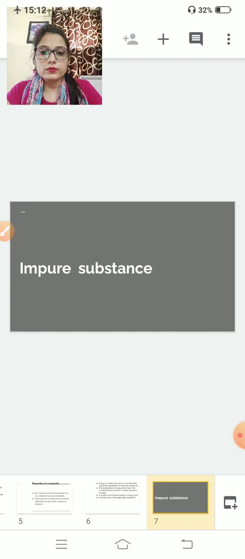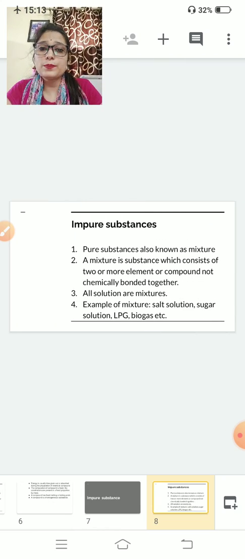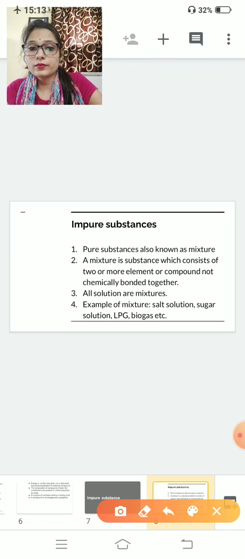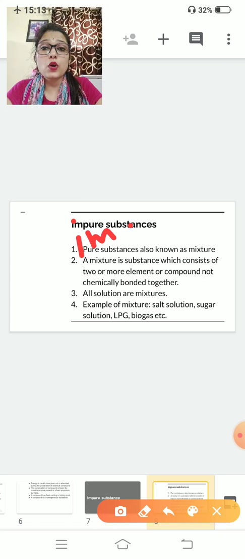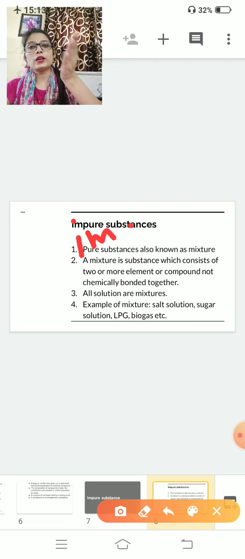Now, go ahead, and our next topic is impure substance. An impure substance is basically known as a mixture. First point is pure substance. Impure substance is also known as a mixture. A mixture is a substance which consists of two or more elements or compounds not chemically bonded together. I told you what the difference is between a compound and a mixture.